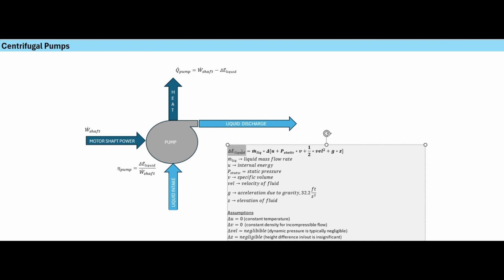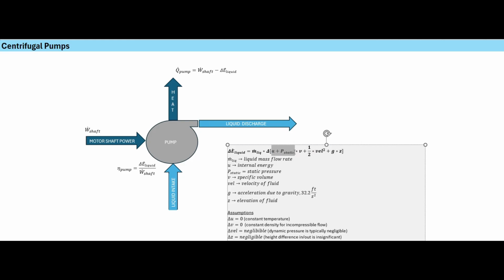This here, the delta power of our liquid, so the change in power of the liquid, is equal to the total mass flow of the liquid times your delta, or your change in all of these terms. And all these terms are representative of some form of energy. So U is internal energy. That's a function of the temperature of the liquid. PV, or your static pressure times specific volume, that represents the amount of power required to push the mass into or out of the control volume.